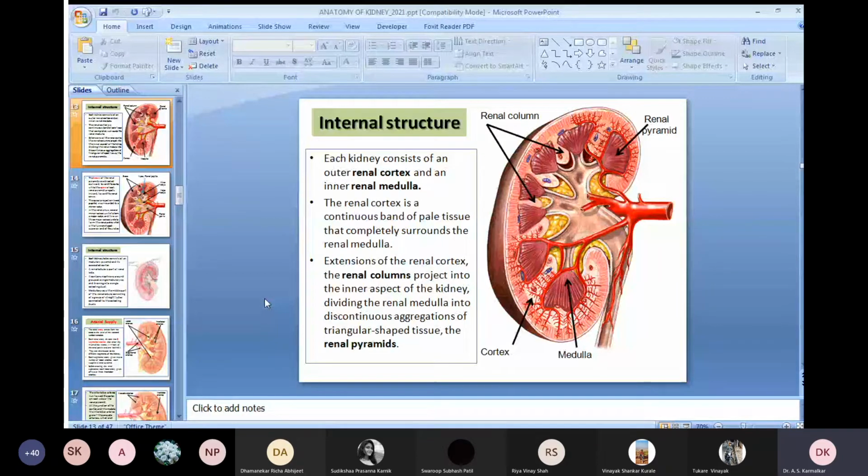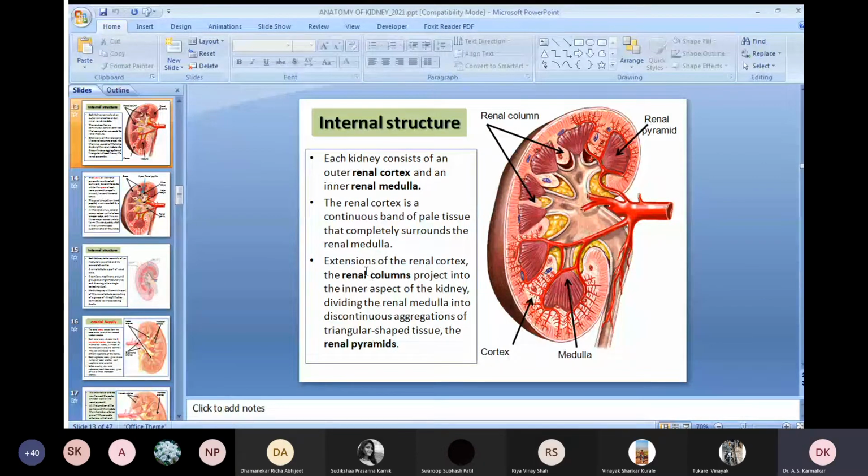We'll see. So the renal cortex is the continuous band of pale tissue that completely surrounds the renal medulla. So this is the renal medulla. These triangular shapes are the renal pyramids. This is only the part of the renal medulla, while the remaining part, this renal column along with the surrounding area, is called the cortex.